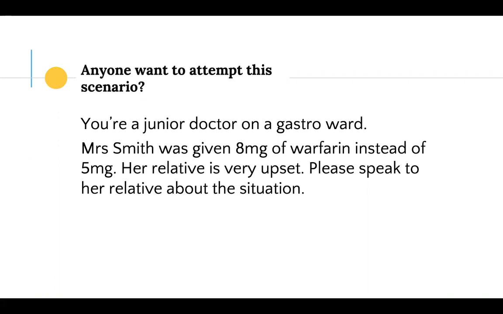I just don't understand how you can be so incompetent when you gave my mother so much more warfarin. Don't you know warfarin is dangerous? First of all, I just want to say that I'm really sorry that that has happened. And I understand that it must have been a very upsetting situation for you and your mother to go through. It is important for patients to get the right dosage of the medication, and therefore it is important that this doesn't happen in the future again. At the moment, is there anything you would like us to do for your mother?